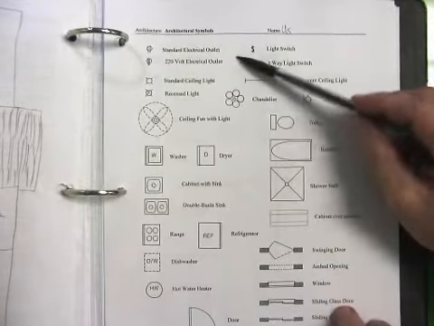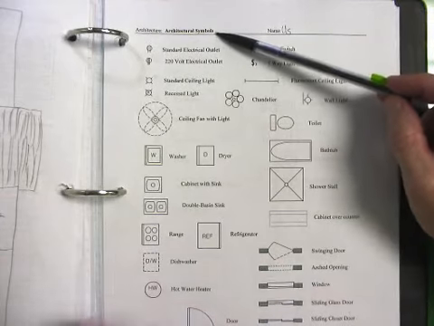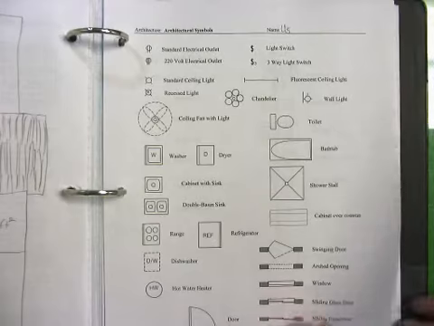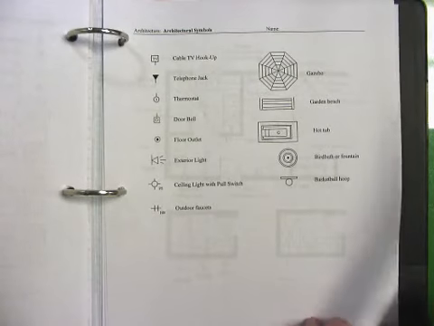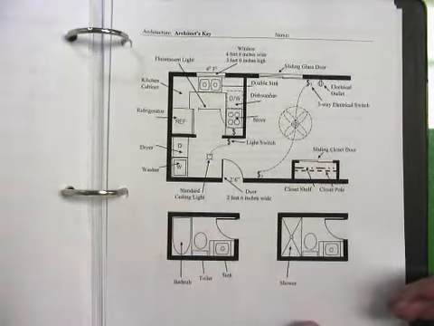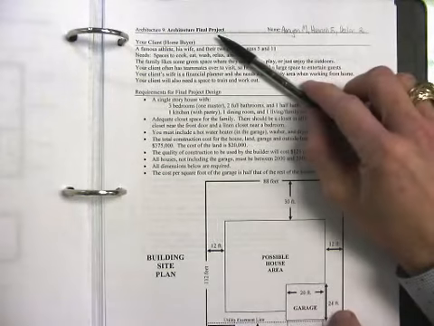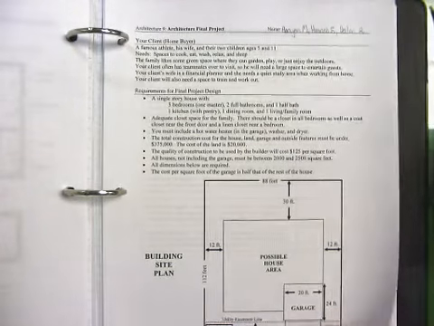We now are going to, and this was earlier in the portfolio, we're going to move it to right here. Here's the architectural symbols page. We have another architectural symbols page, and we have the architect's key. And all of that is before Architecture 9, final project.